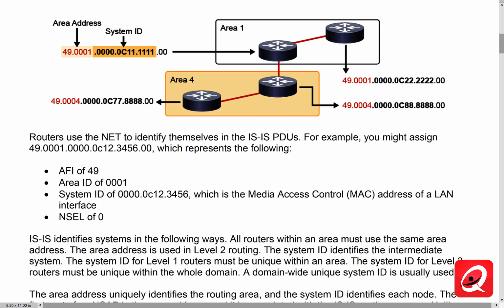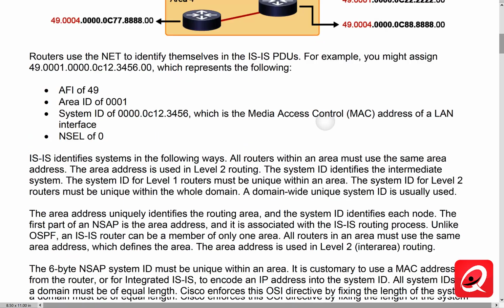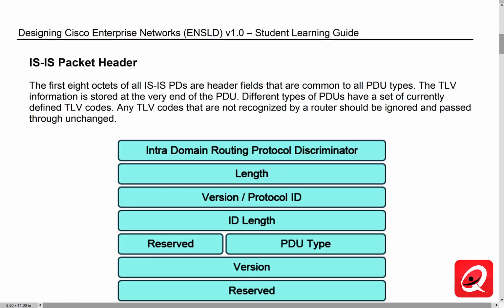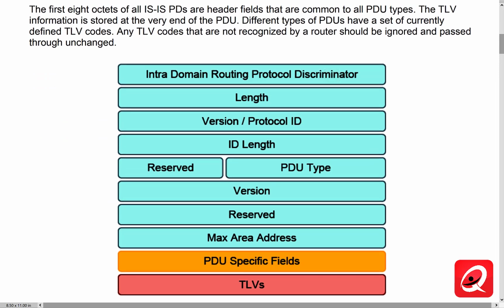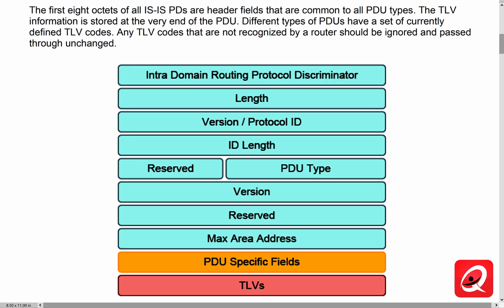The field itself is 6 bytes. That is an OSI directive which Cisco follows. All right. So the last thing we'll talk about in this section here is the ISIS packet header and how that packet header is formed.